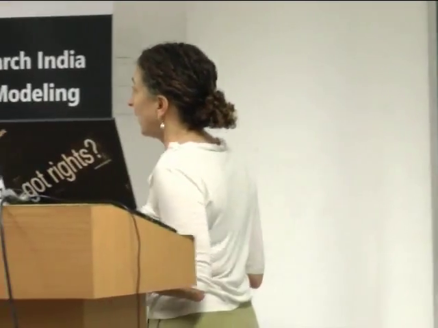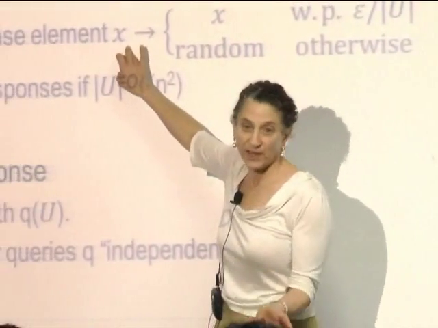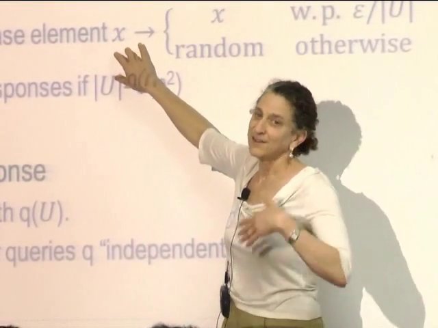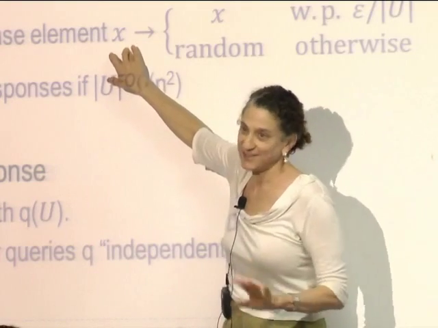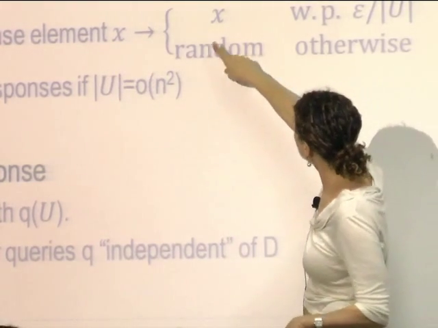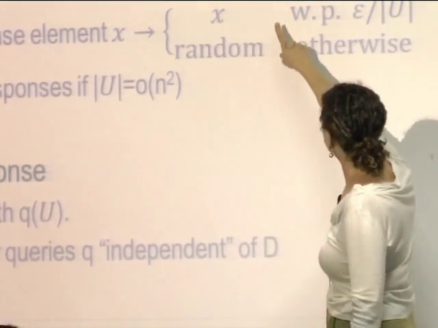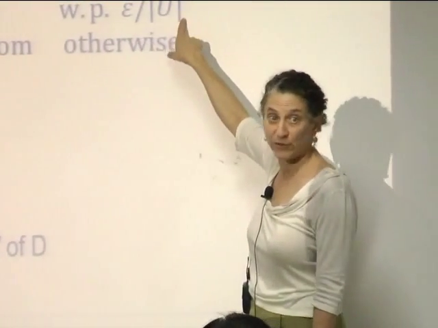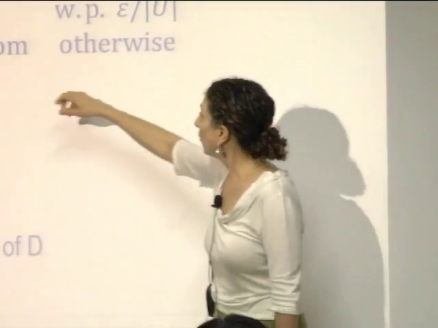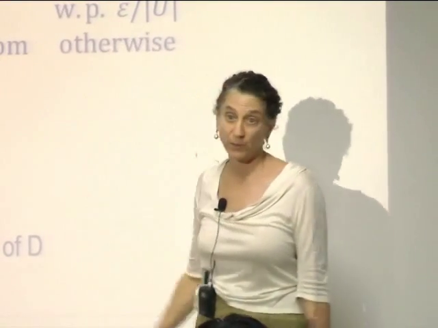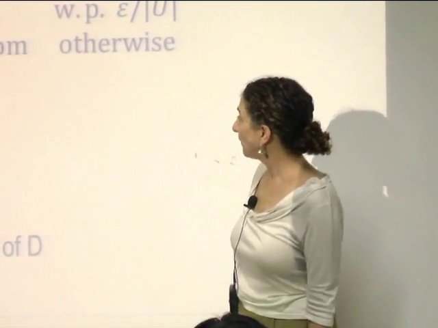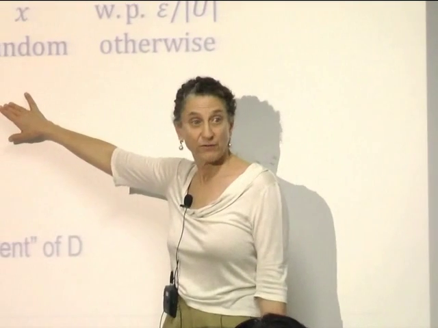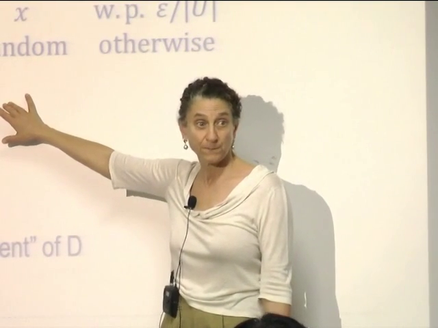Sorry, everywhere else I've been using X to be the whole database. Here, X is an element in the database. My apologies. So either you stay where you were with probability epsilon over the size of the universe, or you choose randomly from the universe otherwise. And this turns out to be accurate if the universe isn't too big.